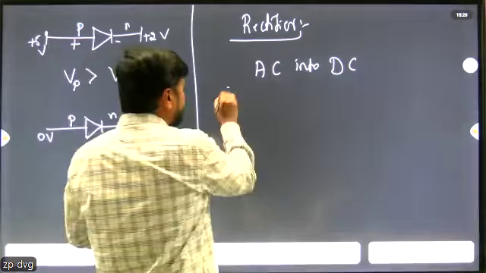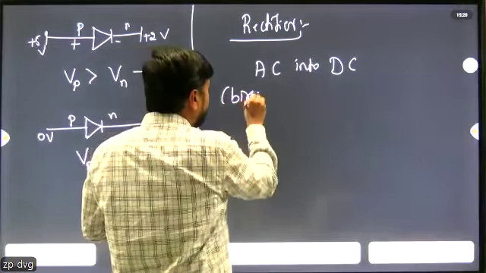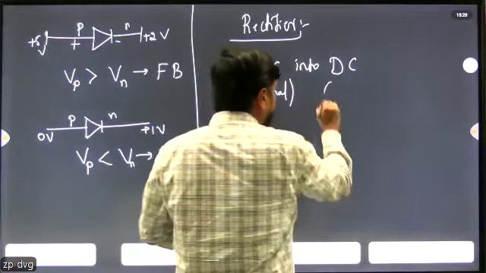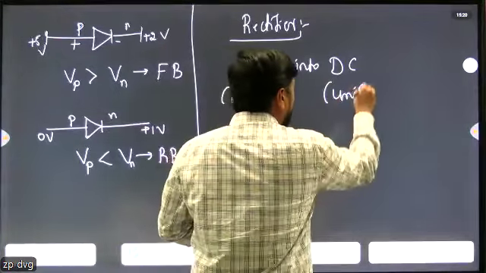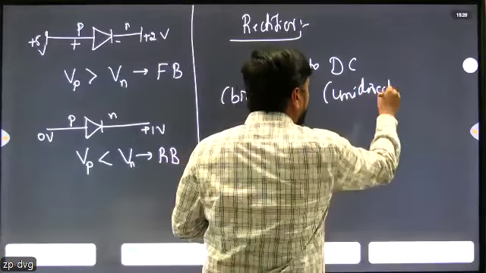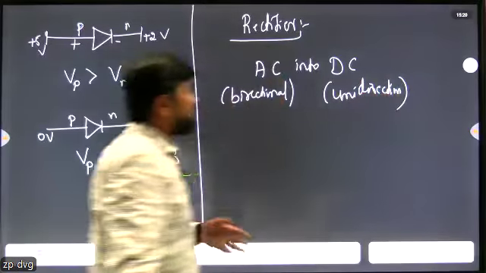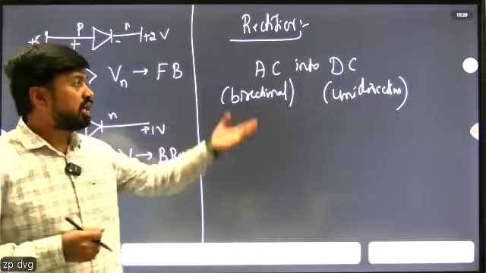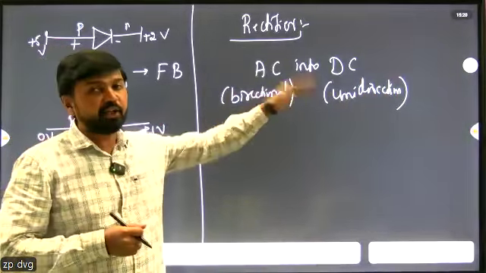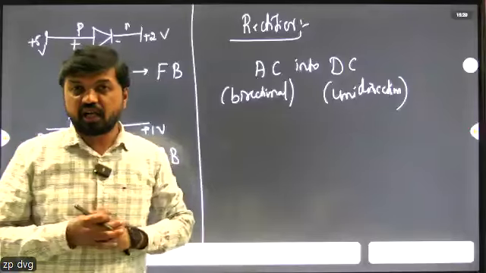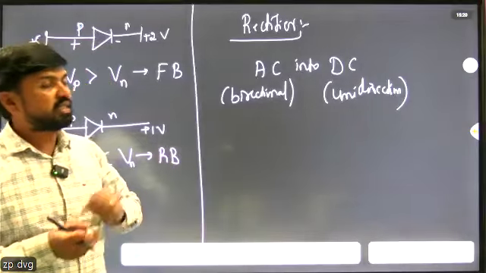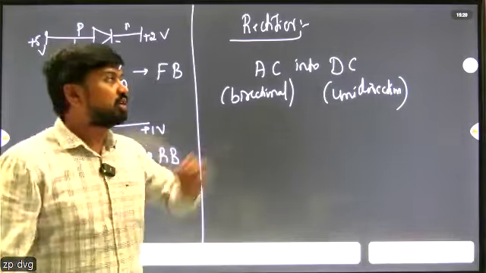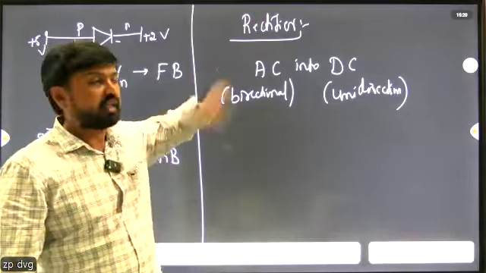AC is also known as which current? Bidirectional current. DC is also known as what? Unidirectional current. What is the meaning of rectification? It is the process of conversion of bidirectional current into unidirectional current. Such a process we can call rectification. The device used for rectification we can call a rectifier.